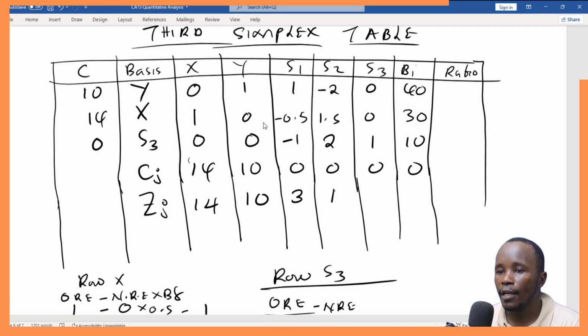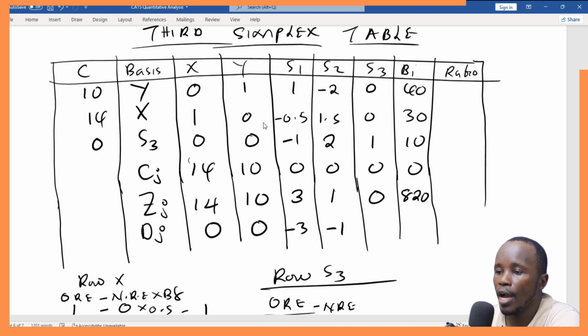And finally here, this gives me 0. What about this? That is 400. 400 plus 40 times 30 is 420. This gives you 820. Correct. Good. At this point, we subtract Cj minus Zj. This will give me 0, 0, negative 3, negative 1, 0, negative 820.